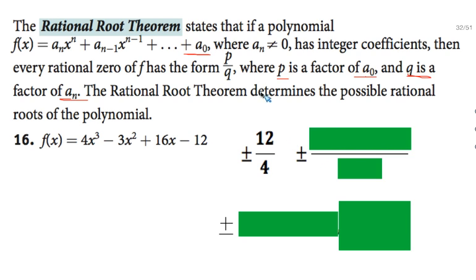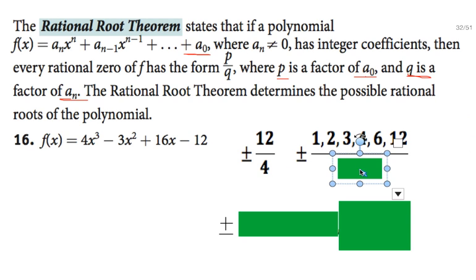So we have 12 in the numerator, 4 in the denominator. For these numbers, you need to figure out all the factors of 12. So 1 and 12 gives you 12. 2 and 6 gives you 12. And then 3 and 4 give you 12. So those are all the numbers that you can multiply together to get 12. And notice how I put them in numerical order. And then all the numbers that will give you 4 are 1, 2, and 4.